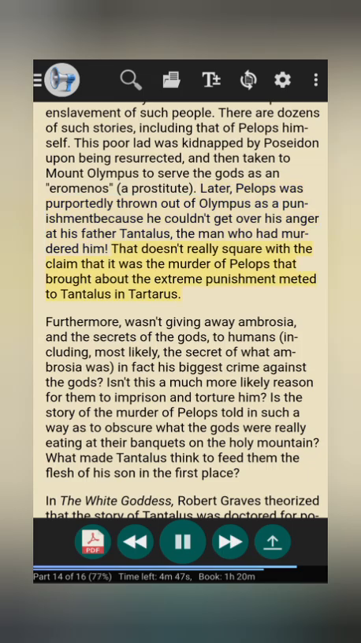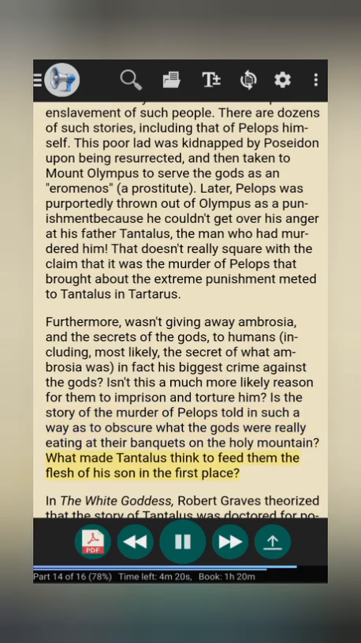That doesn't really square with the claim that it was the murder of Pelops that brought about the extreme punishment meted to Tantalus in Tartarus. Furthermore, wasn't giving away ambrosia and the secrets of the gods to humans, including most likely the secret of what ambrosia was, in fact his biggest crime against the gods? Isn't this a much more likely reason for them to imprison and torture him? Is the story of the murder of Pelops told in such a way as to obscure what the gods were really eating at their banquets on the holy mountain?